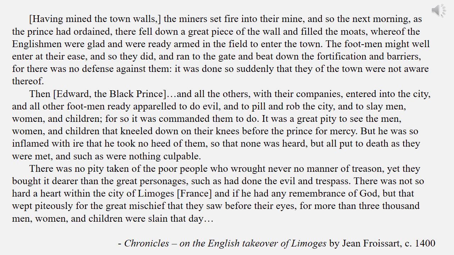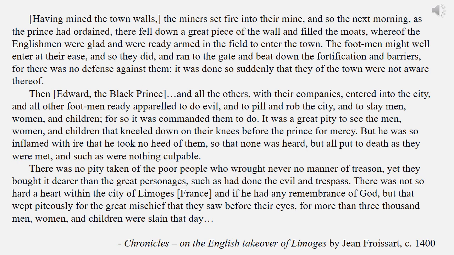The footmen might well enter at their ease, and so they did, and ran to the gate, and beat down the fortification and barriers, for there was no defence against them. It was done so suddenly that they of the town were not aware thereof. Then Edward the Black Prince, and all the others, with their companies, entered into the city, and all other footmen ready apparelled to do evil, and to pill and rob the city, and to slay men, women, and children, for so it was commanded them to do.